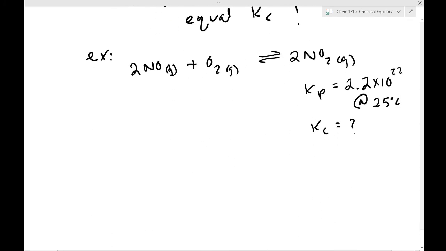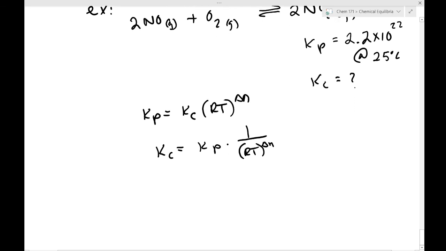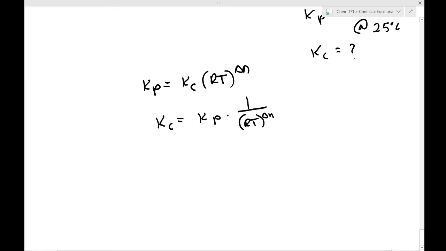Okay, so we have Kp is equal to Kc times RT to the delta N. We have to rearrange this a little bit to get Kc on one side. So Kc is equal to Kp multiplied by 1 over RT raised to the delta N. Now we have an expression for Kc explicitly, and we can calculate what it is. First, though, we need to know delta N. Delta N, again, is the sum of n for the products minus the sum of n for the reactants.